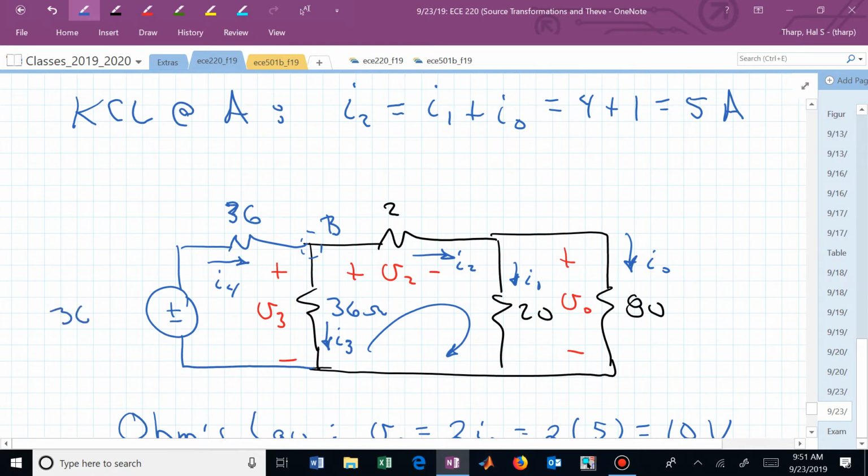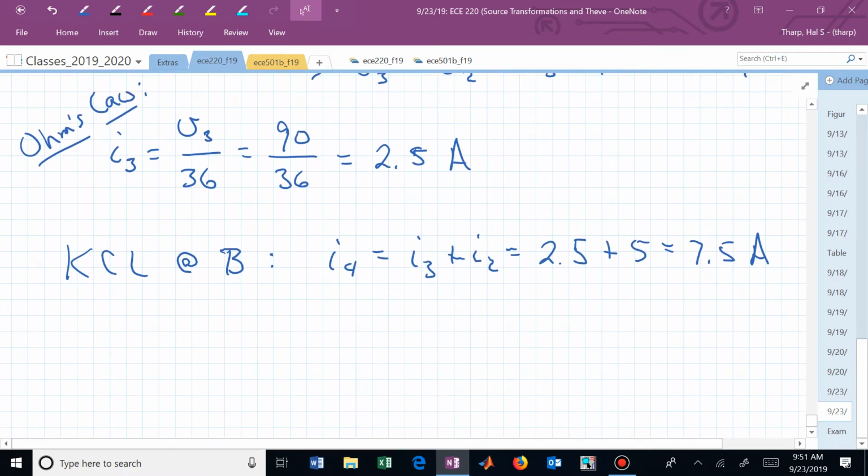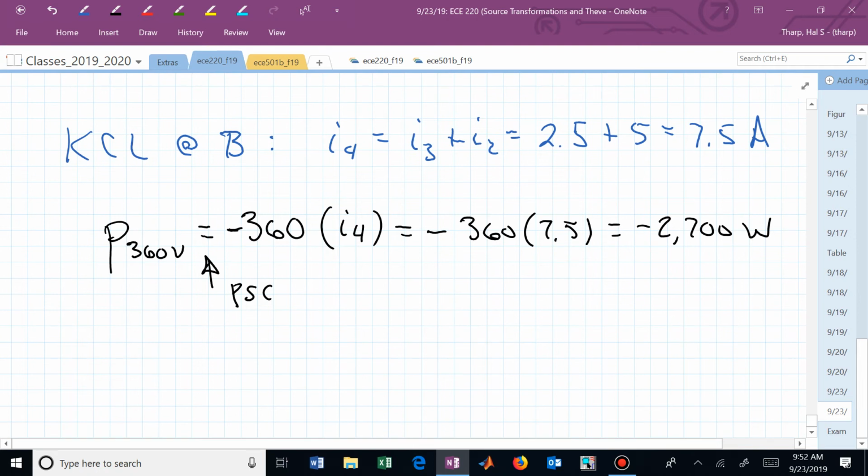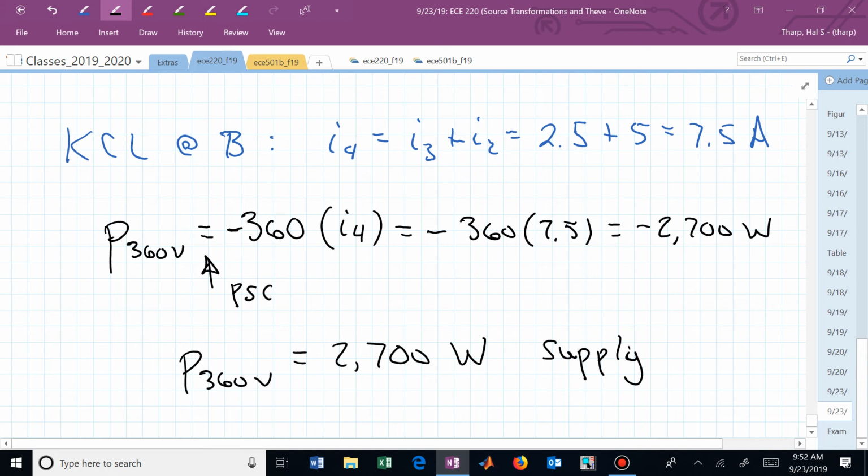How much current is flowing through our 360 volt source? Isn't that I sub 4? What's the power of our 360 volt source? This is now, if we used our passive sign convention, that would be a negative, and this is now I sub 4, minus 360 times 7.5. That ends up being minus 2,700 watts absorbed, or that 360 volt source is delivering, or supplied to our circuit, 2,700 watts.